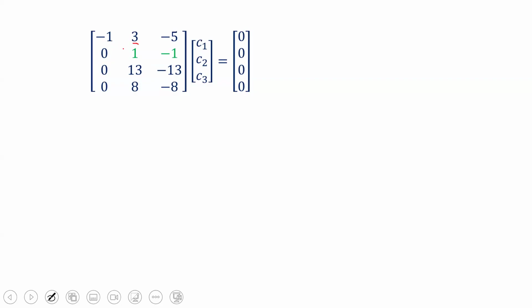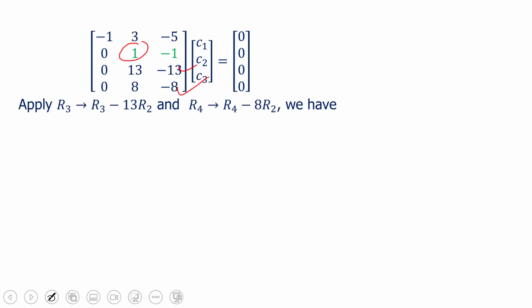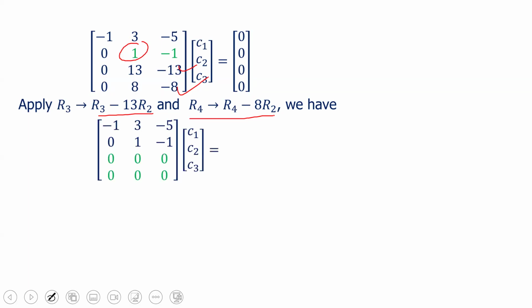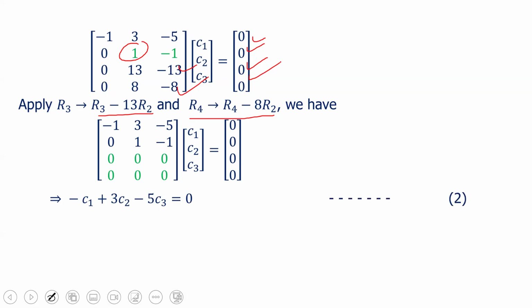Now with the help of this A22, we should make the entries below it 0. For this purpose, we apply row operations R3 minus 13 R2 and R4 minus 8 R2. Then we have minus 1, 3, minus 5, 0, 1, minus 1, and 0, 0, 0, and 0, 0, 0, which is equal to 0, 0, 0, 0. Let us simplify these matrices. Minus 1 into C1, 3C2, minus 5C3 is equal to 0, and 0 into C1, 1 into C2, and minus 1 into C3. So this gives us C2 minus C3 equal to 0.